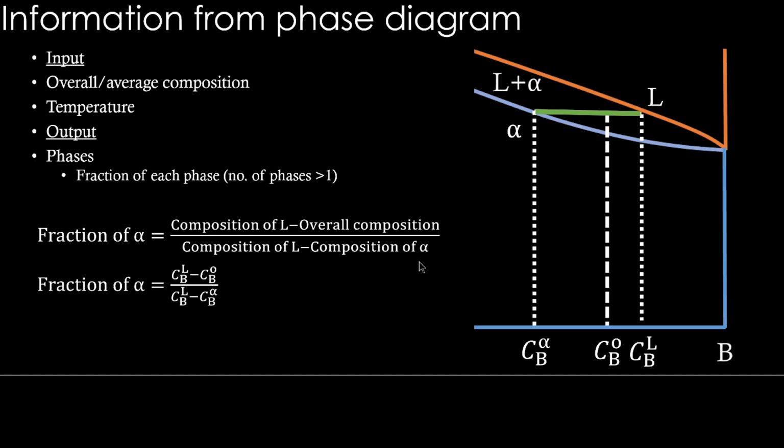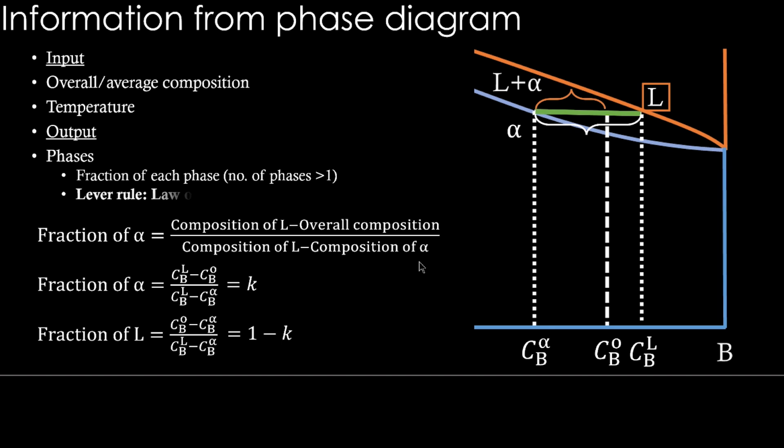Okay. So what if we want fraction of a liquid phase? We have to measure this length divided by the overall length. So we get this formula. So if fraction of alpha is k, the fraction of liquid is going to be 1 minus k because there are only two phases here, alpha and liquid. Alright, so this is how you apply the lever rule and figure out phase fractions. Why this works? It's simply the law of conservation of mass.